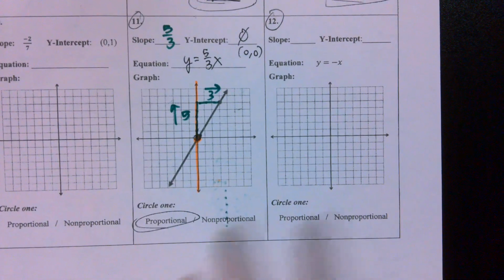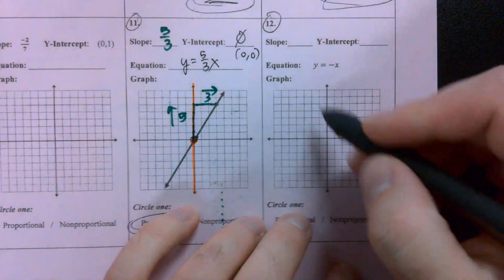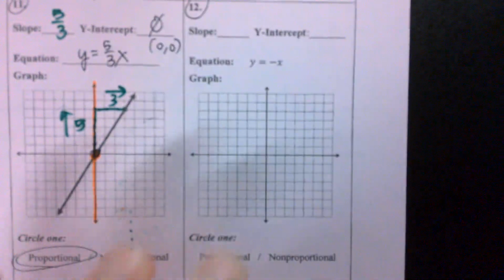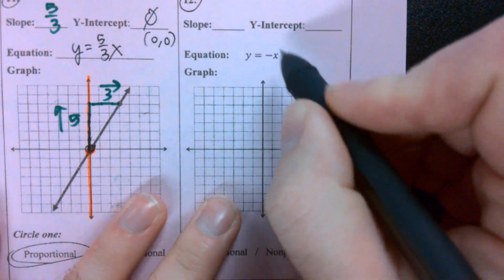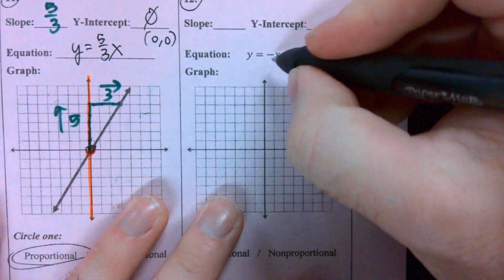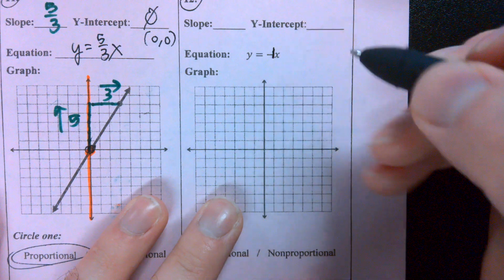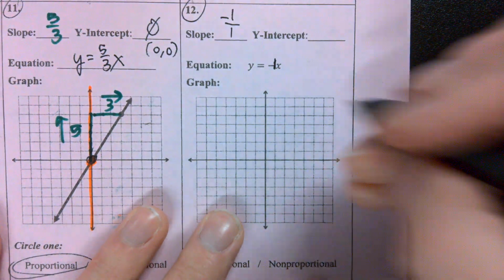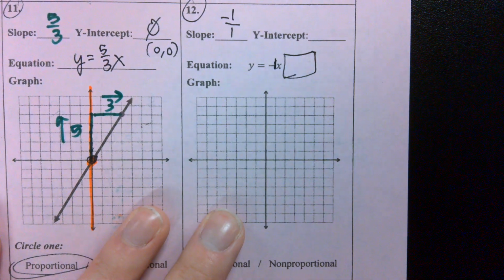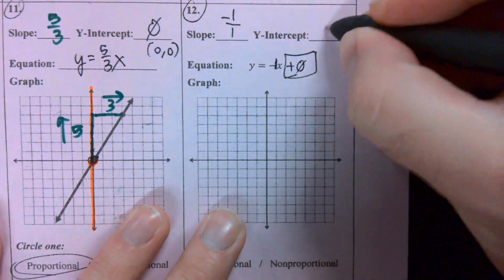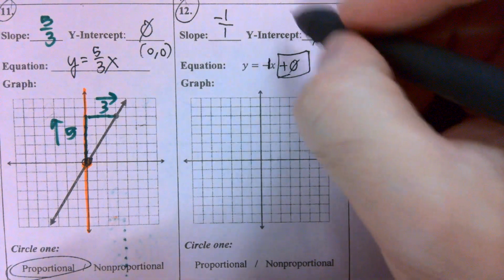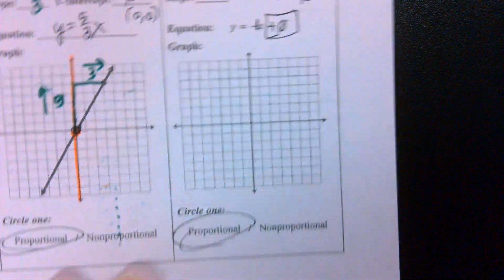Last but not least, number 12. It's a tricky one, right? Our equation's kind of bare. There's not a whole lot going on. What number's in front of this x that we just can't see? There's a 1 in front, but with that negative 1, that means our slope is going to be negative 1 over 1. Do we see a number being added on the end here? No. So that means it's like we're adding 0. So my y-intercept is 0. Right away, that y-intercept of 0 tells us this is proportional.